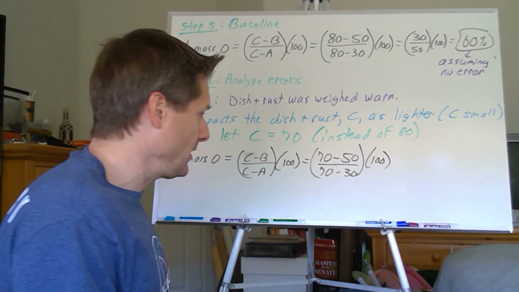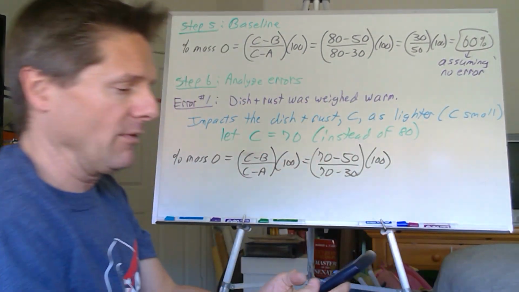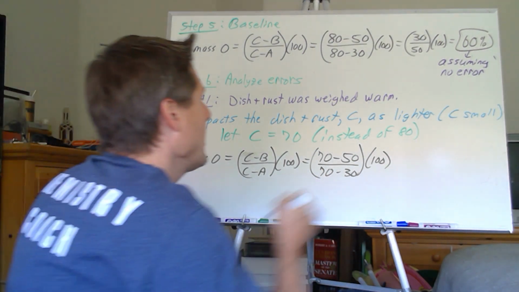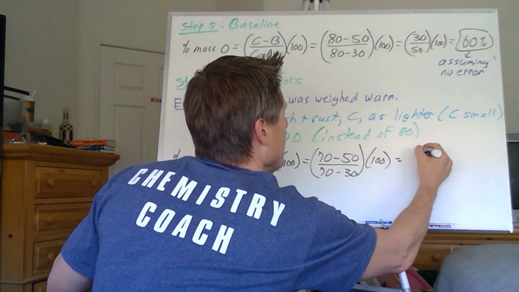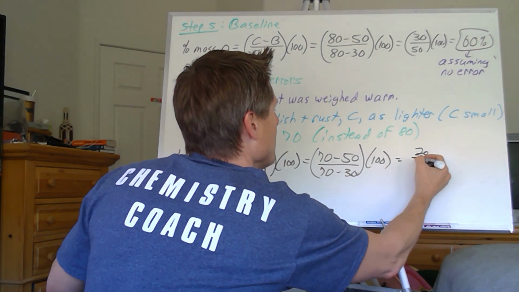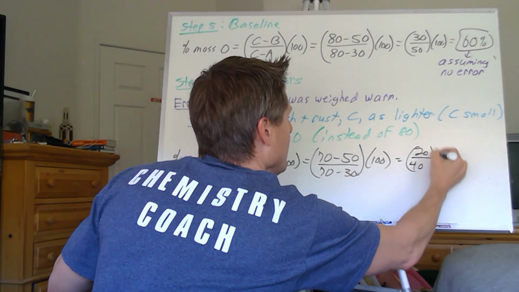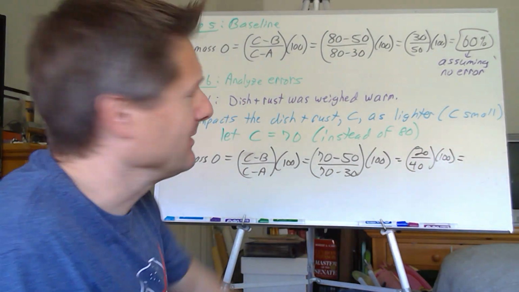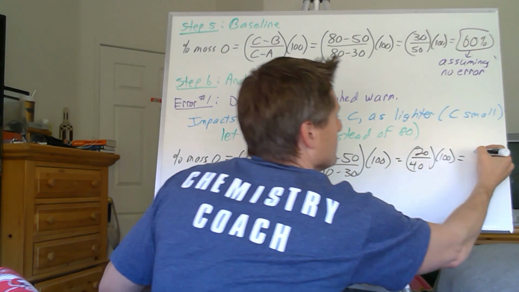Times 100. So let's get our trusty dusty calculator. I don't know what this is going to be, I'm just making this up as I go. We should be able to do this in our head, right? So 70 minus 50 is 20. 70 minus 30 is 40. Do we need a calculator? Can you see that's going to be 0.5, or 50%?